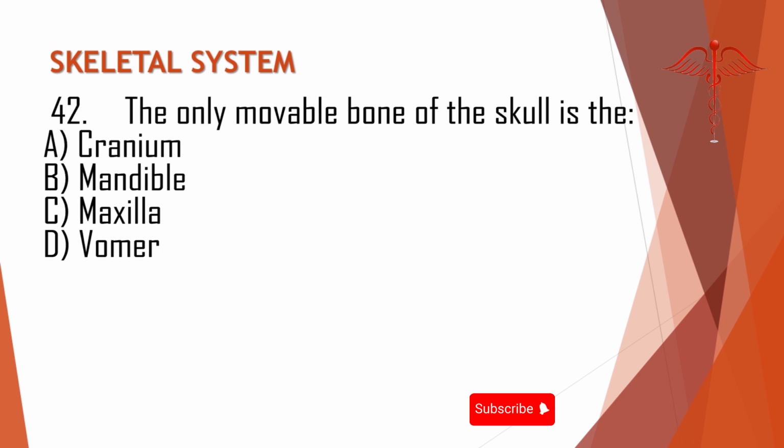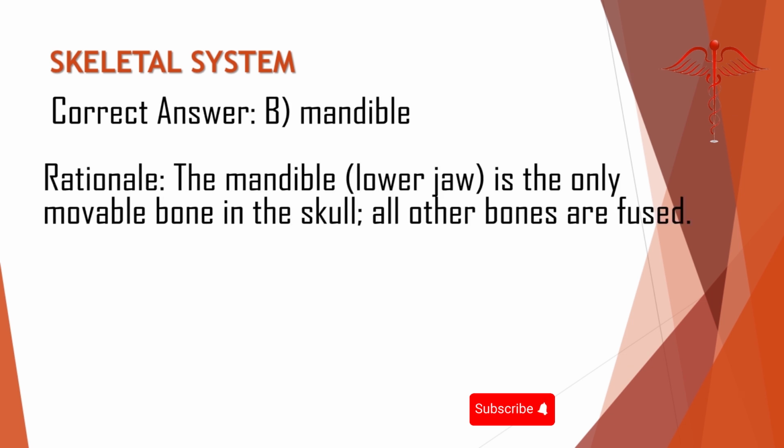42. The only movable bone of the skull is the A. Cranium. B. Mandible. C. Maxilla. D. Vomer. Correct answer: B. Mandible. Rationale: the mandible, the lower jaw, is the only movable bone in the skull. All other bones are fused.